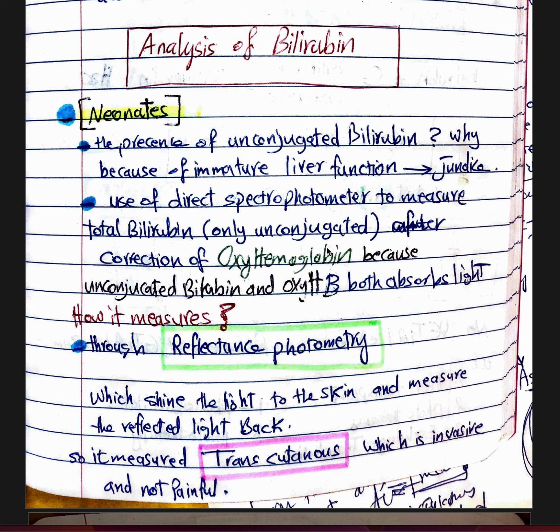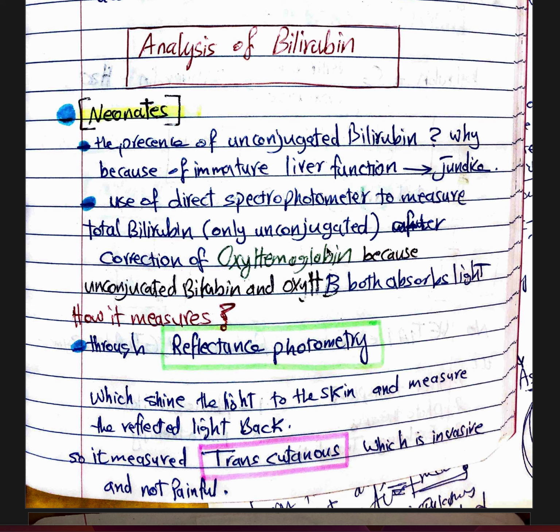And then we discuss the analysis of bilirubin. About the neonates, there is the presence of unconjugated bilirubin. Why unconjugated bilirubin? There is an increased level of unconjugated bilirubin because there is a problem in the liver. Immature liver function leads to an increased level of unconjugated bilirubin, so the neonate will appear jaundiced. We use the direct spectrophotometer to measure the total bilirubin, only unconjugated, because we want to know what the problem with this liver is.